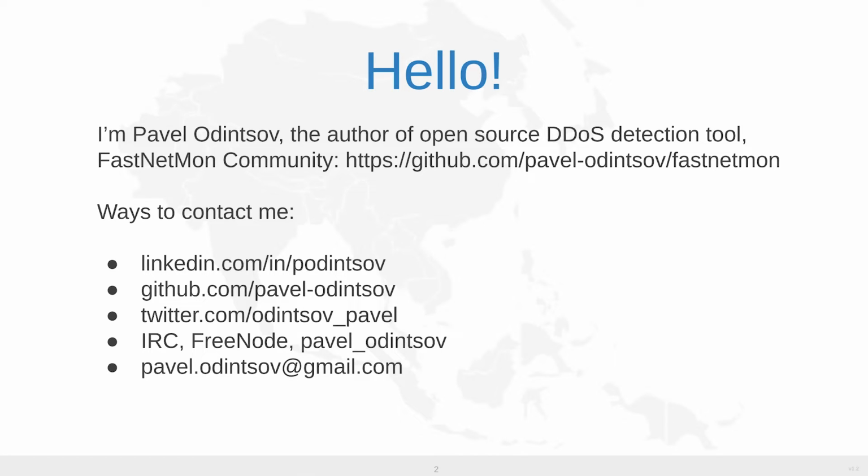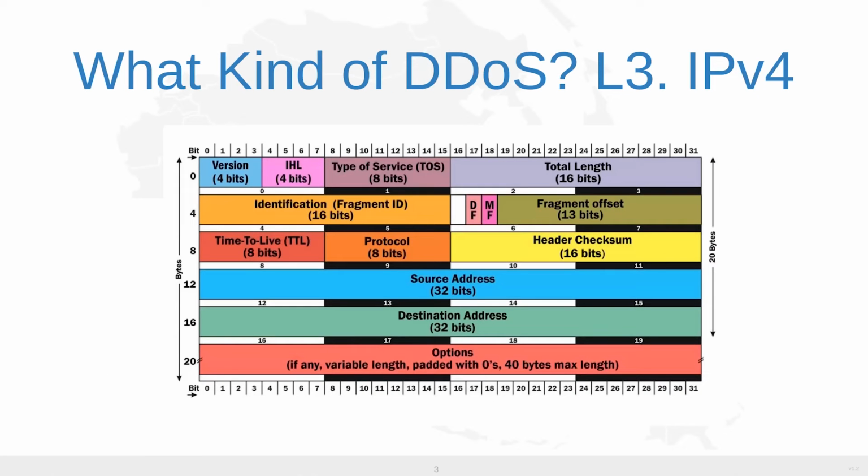So let's start. All the time when we are talking about DDoS, we have some issues with classification. What kind of DDoS are we going to talk about? Let's be clear. In this presentation, I'm going to talk about network DDoS attacks. But network DDoS attacks is quite a broad term. It covers many types of attacks, plenty of them.